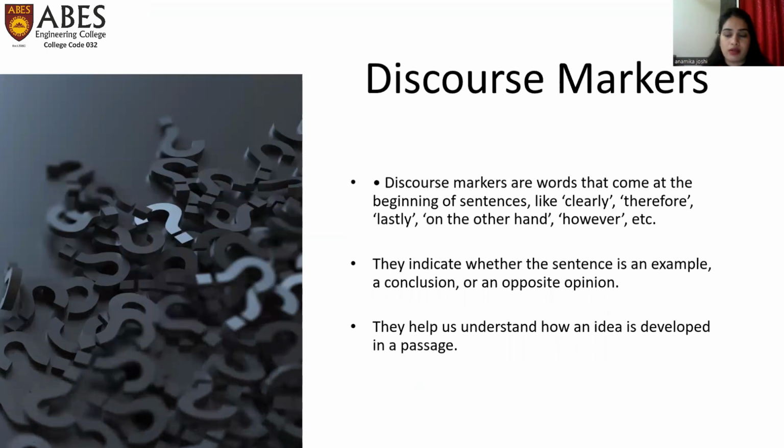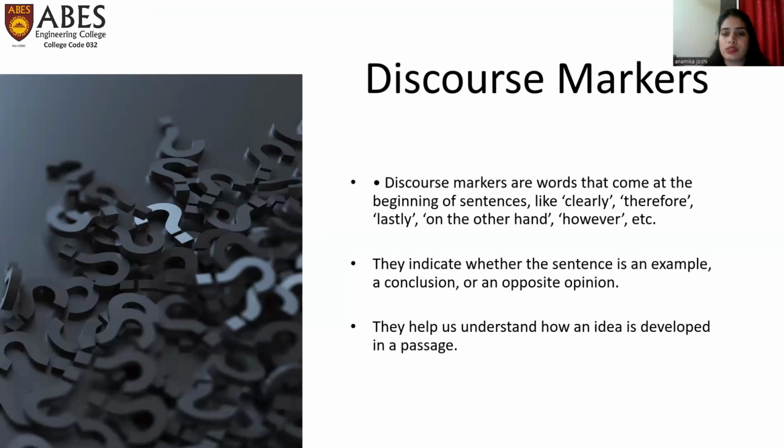Then we have discourse markers, which is a part of coherence. Coherence means interrelation. Co means together. So these are the markers which will help you to connect all the dots and find out the inference, right? So discourse markers are the words that come at the beginning of the sentences, like clearly, therefore, lastly, on the other hand, however, in addition to this, moreover, and these are those words, right?